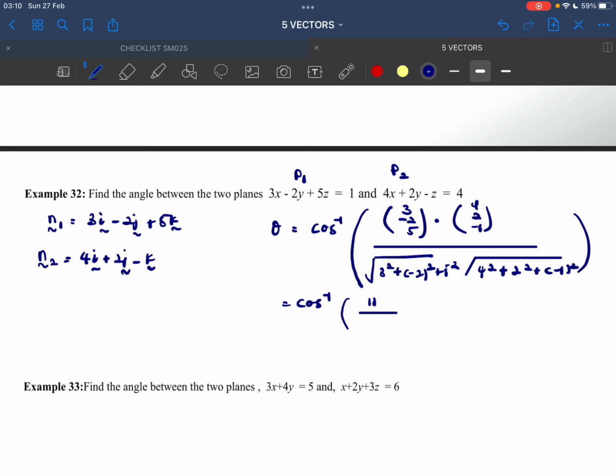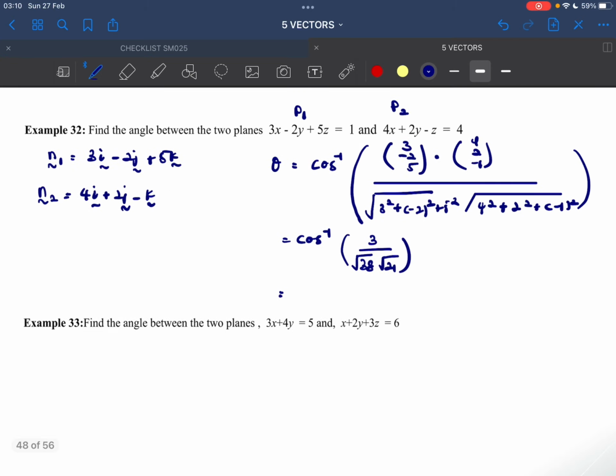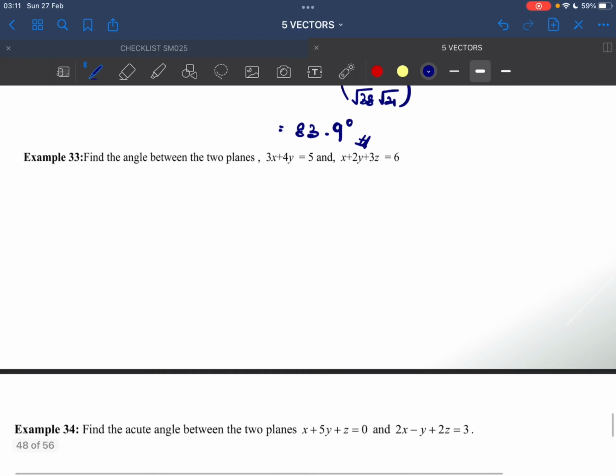Sorry, here should be 3. Okay, so here should be square root 38, and this one here should be square root 21. And put everything inside your calculator. Make sure your calculator is in degree. You get 83.9 degree. Okay, so easy. So now this one is just the same. You can just do it by yourself. I'll give you your final answer, 53.99 degree.